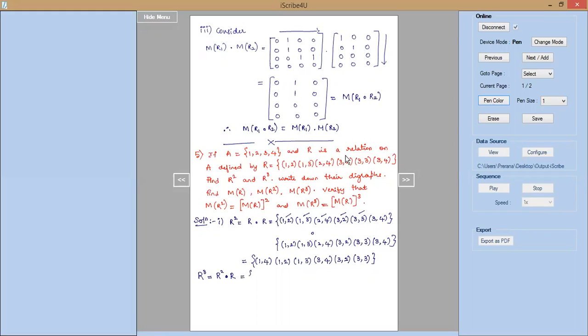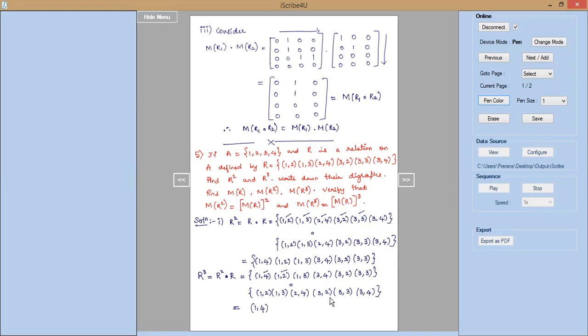I'll just write down R square, what we obtained just now: (1,4), (1,2), (1,3), (3,4), (3,2), (3,3). Composition R. The relation R is given by (1,2), (1,3), (2,4), (3,2), (3,3), (3,4). So performing the composition of these two relations, we obtain: (1,4) composition, I have to search for elements starting with 4. There is no ordered pair starting with 4, so (1,4) work is done. (1,2) composition (2,4) gives us (1,4). So I'll write down (1,4). (1,2) work is over.